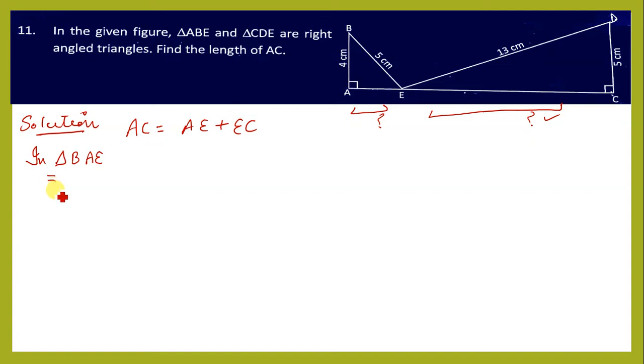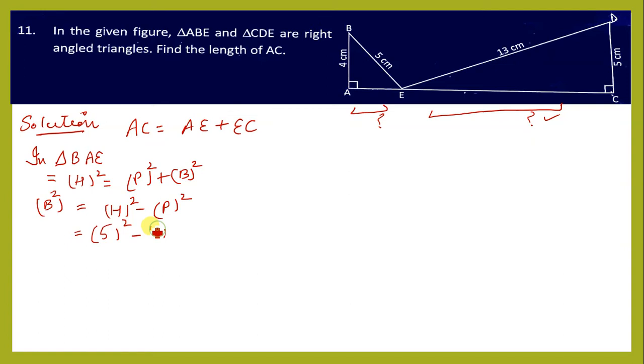It uses the Pythagoras theorem. Now what is BE? Hypotenuse square is equal to perpendicular square plus base square, but in this case we do not have the base, so we'll find it: base square equals hypotenuse square minus perpendicular square. And what is your hypotenuse? 5, and perpendicular 4. 5 5s are 25 minus 4 4s are 16. 25 minus 16, it will come 9. Now B will come under root 9, that is 3 centimeter. That is your base, and base was AE.